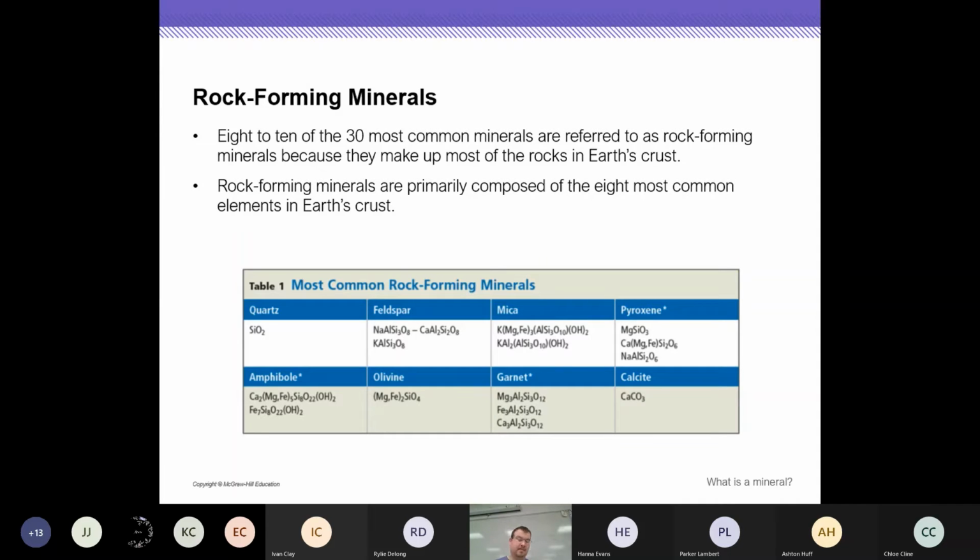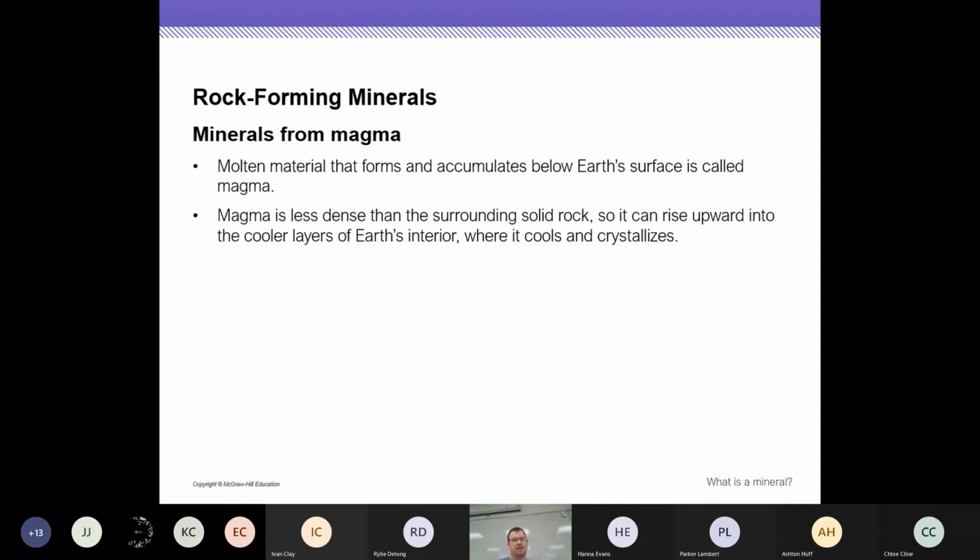And there's a lot to say there. So exciting, isn't it? This was pretty cool. It was talking about minerals from magma. This is the one cool thing that I really enjoyed in my geology class, talking about the different volcanoes and talking about magma.